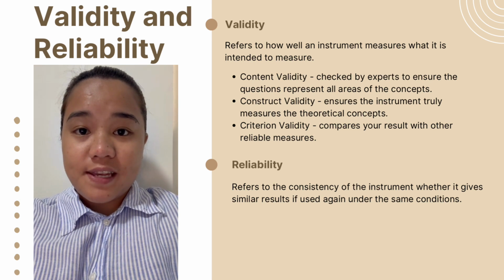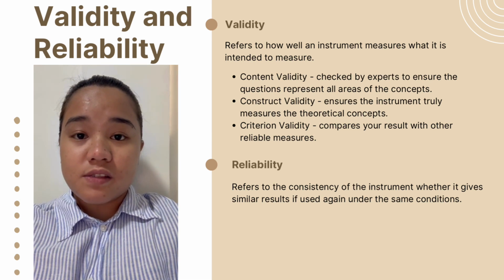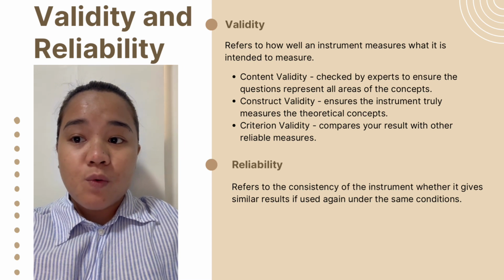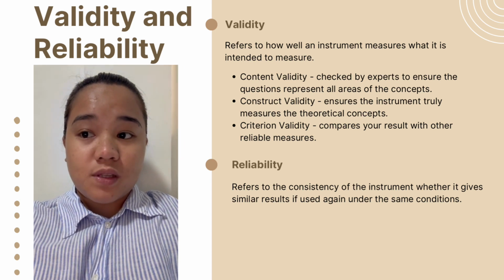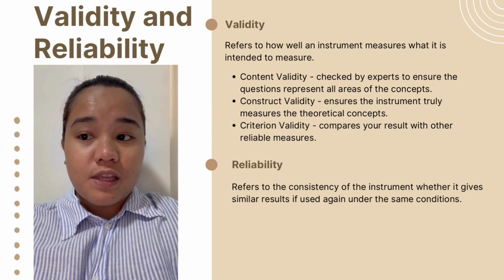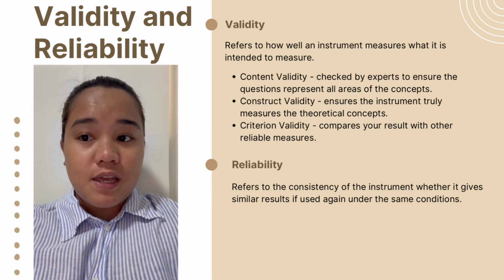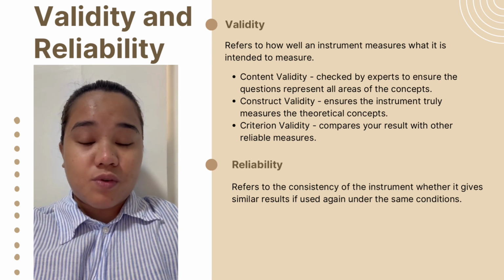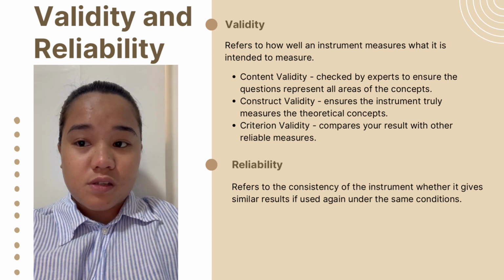Next is the validity and reliability. So let's describe each. First, the validity. It refers to how well an instrument measures what it is intended to measure. So there are three types of validity. First is the content validity. It is checked by experts to ensure the questions represent all areas of the concepts.